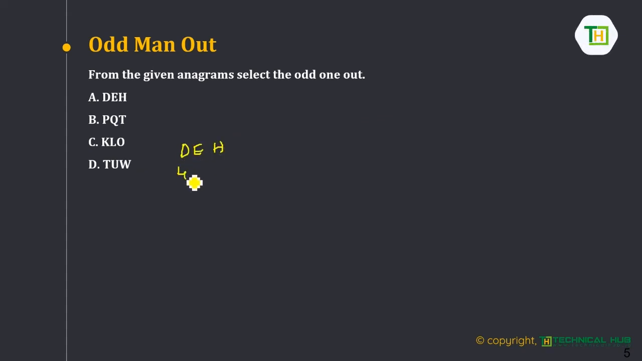So with respect to numbers 4, 5, 8. So gap between D and E is 0. E and H, between them the gap is 2 letters, means F and G. Coming to the second option, P, Q, T. So P is 16, 17, T is 20, gap is 0. In this place, gap is 2.